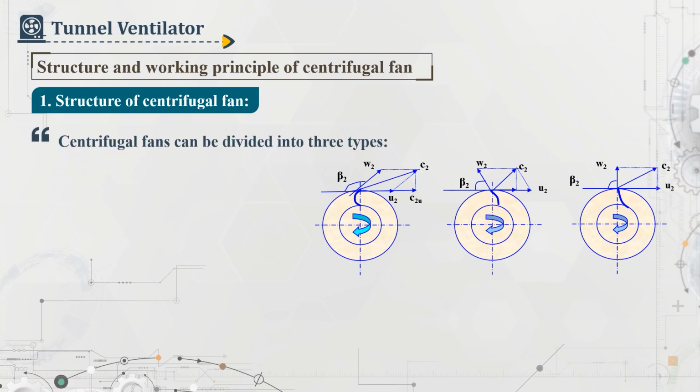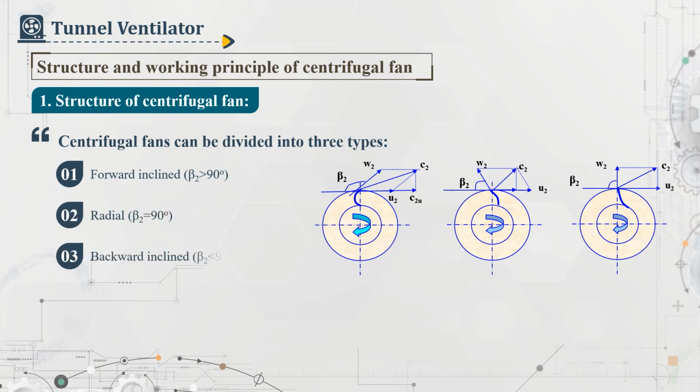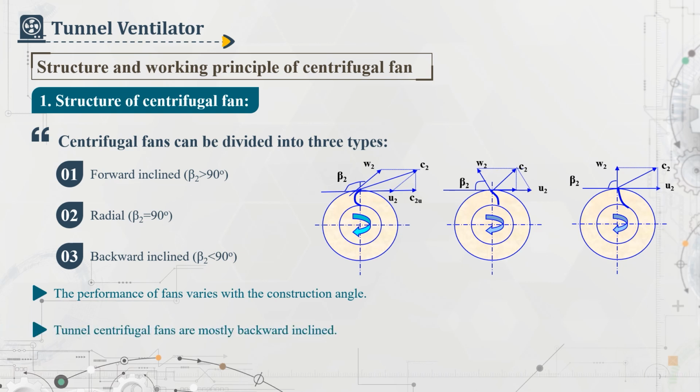Centrifugal fans can be divided into 3 types. Forward inclined, B2 greater than 90 degrees, radial, B2 equal to 90 degrees, and back inclined, B2 less than 90 degrees. The performance of fans varies with the construction angle. Tunnel centrifugal fans are mostly backward inclined.